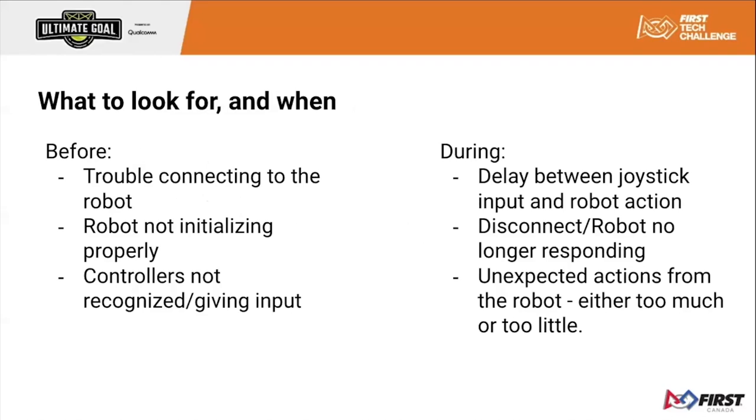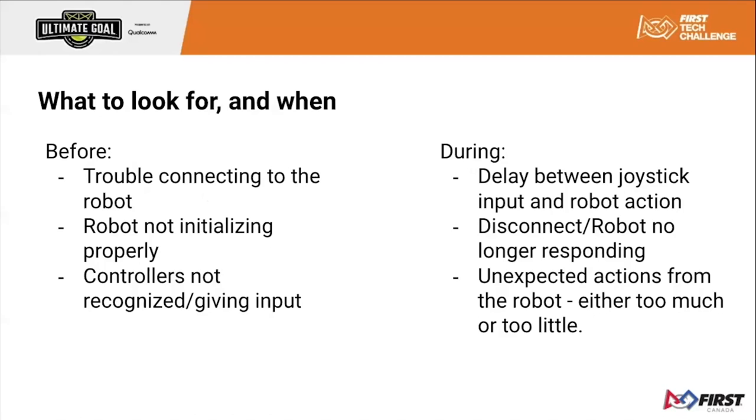Now, what to look for and when. Before the match, you want to watch for trouble connecting to the robot. With the Expansion Hub, this means you actually need to turn your robot on. You can connect to the phones and have the phones pair correctly, but without having the Expansion Hub on and powered, you're not actually going to have your robot move. That's a big thing that we had at provincials last year, and it's probably going to be a thing that you're going to have at least once or twice.